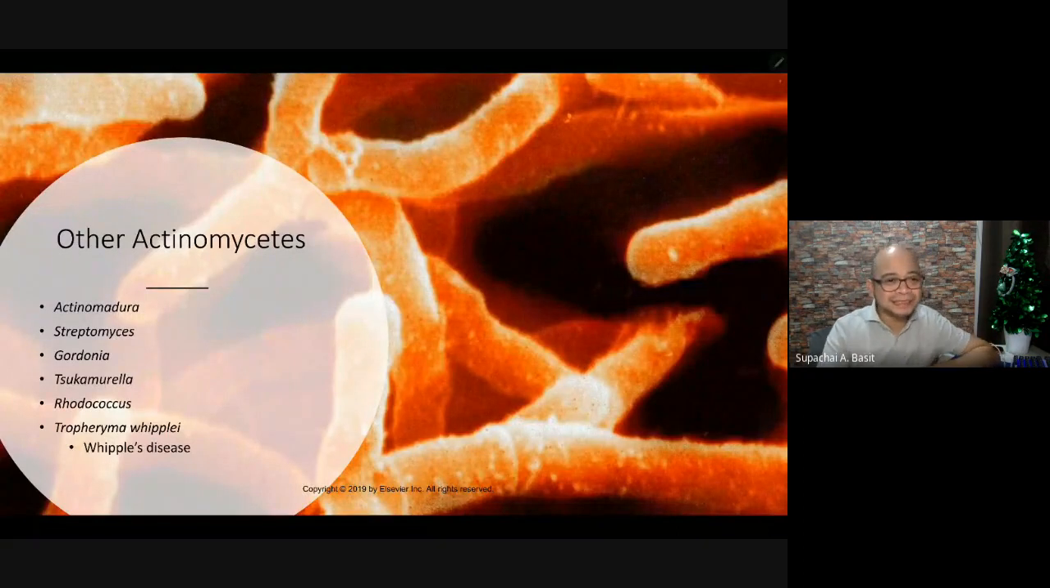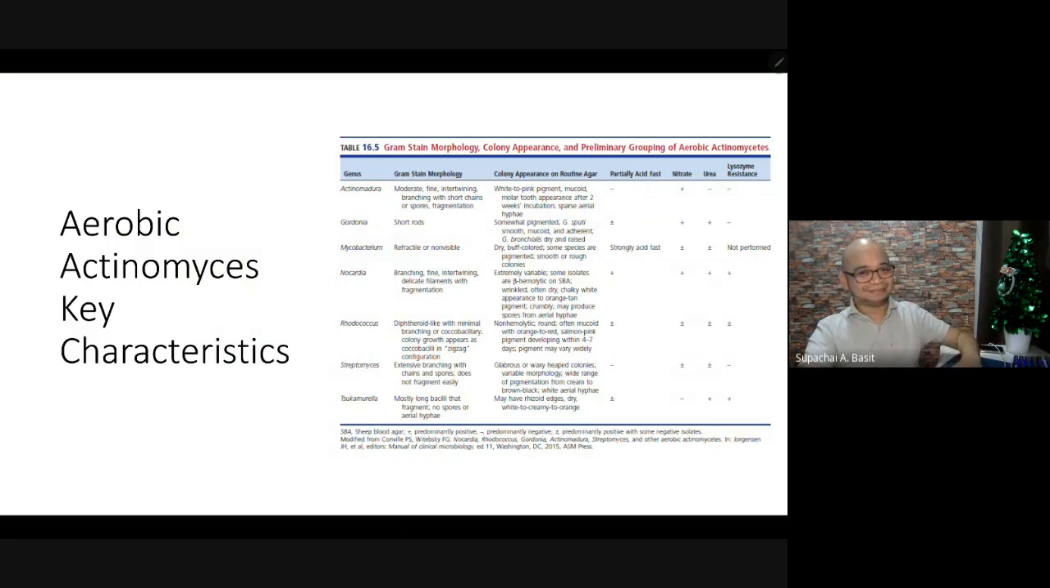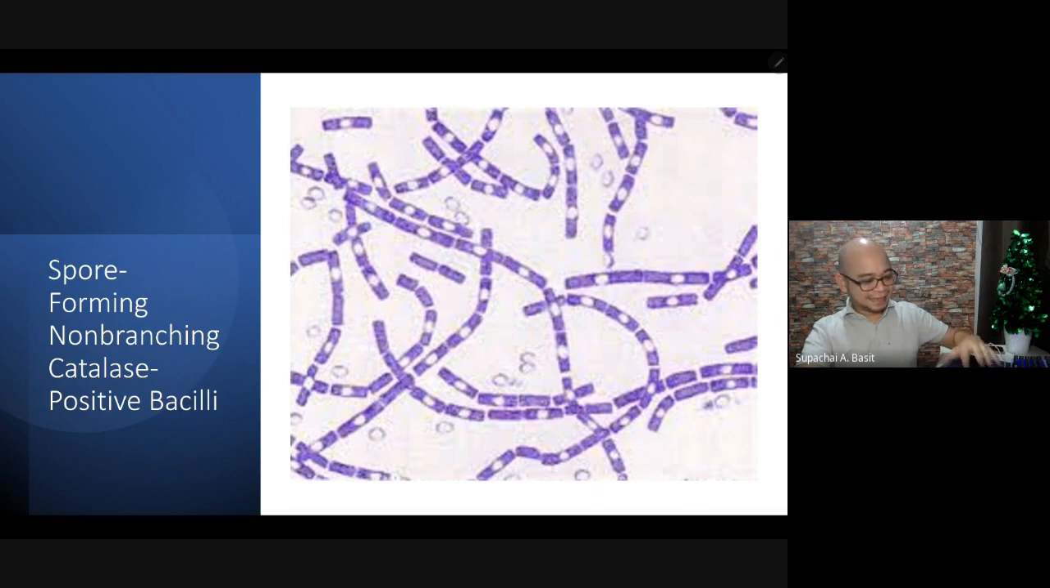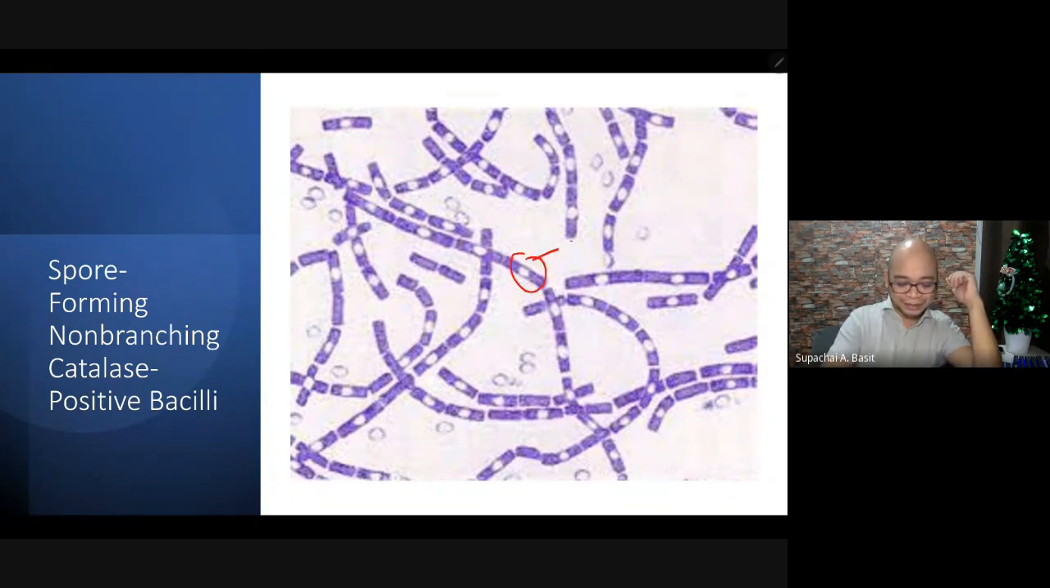Other actinomycetes would include Actinomadura, Streptomyces, Gordonia, Tsukamurella, Rhodococcus, and Tropheryma whipplei, the causative agent of Whipple's disease. Okay, so I hope that you'll be studying this table. And we will now be proceeding to the last topic for this morning. And this is the spore-forming, non-branching, catalase-positive bacilli. So obviously, you'll be able to see the spores here.